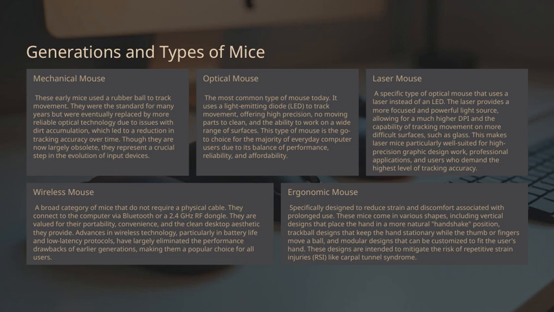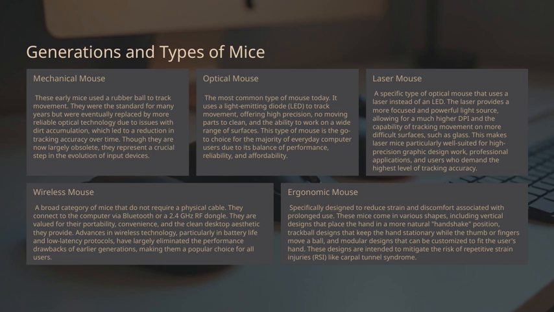First up is the mechanical mouse. These were the early pioneers in input devices, using a rubber ball to track movement. They served us well for many years, but over time, issues like dirt and dust would accumulate inside the ball mechanism, causing a decrease in tracking accuracy. Because of that, they eventually gave way to more reliable optical technologies. Although mechanical mice are largely obsolete today, they played a crucial role in the evolution of computer input devices.